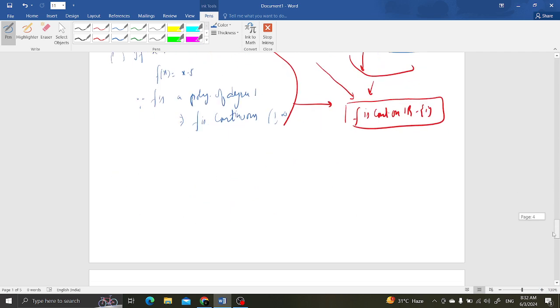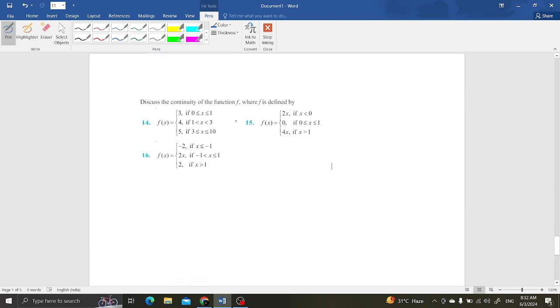Now move on to the next one. Here again we have 3 questions of the same type. I will do any one of them; this one I will do. Questions 14, 15, 16 you need to do by yourself. Here is how the function is defined. In question number 14, f of x equals to 3 if x is between 0 and 1, 4 if x is between 1 and 3, and 5 if x is from 3 to 10. You have a function like that.